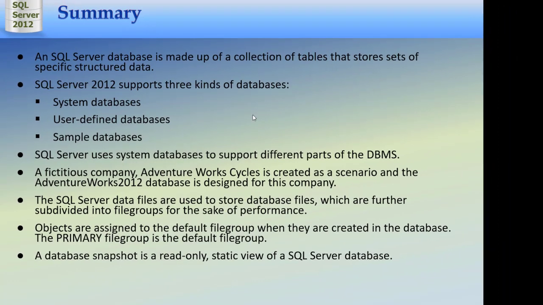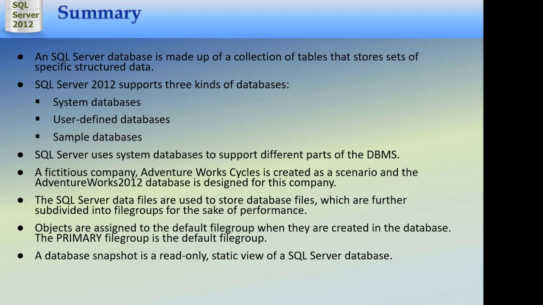Now I'll save my work, and I think that is the last thing we're supposed to do today. So let's go through the summary very quickly. Now, an SQL Server database is made up of a collection of tables which store the sets of specific structured data. SQL Server 2012 supports three kinds of databases. We've seen the system databases, the user-defined databases, and the sample databases. SQL Server uses system databases to support different parts of the database management system.